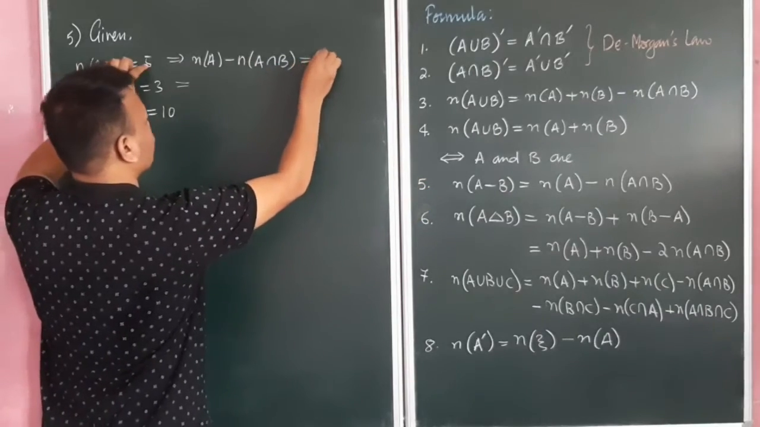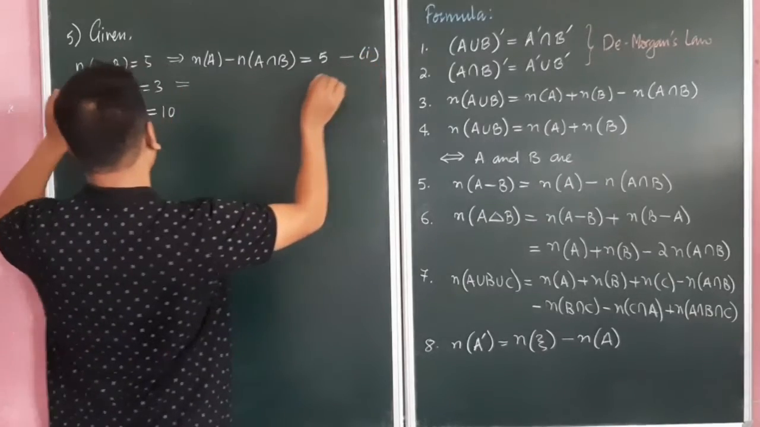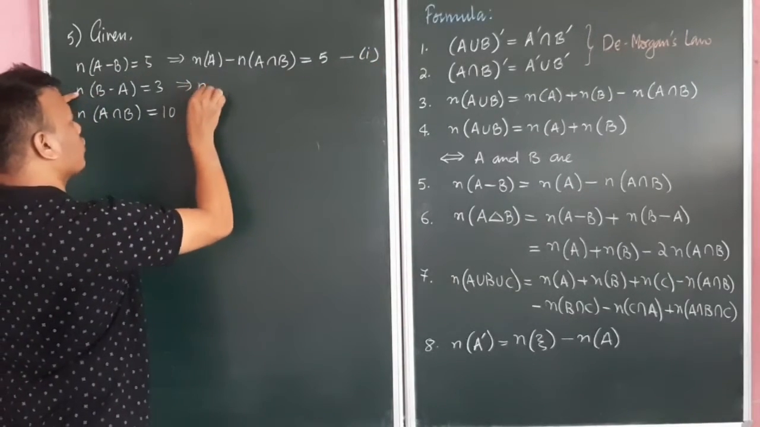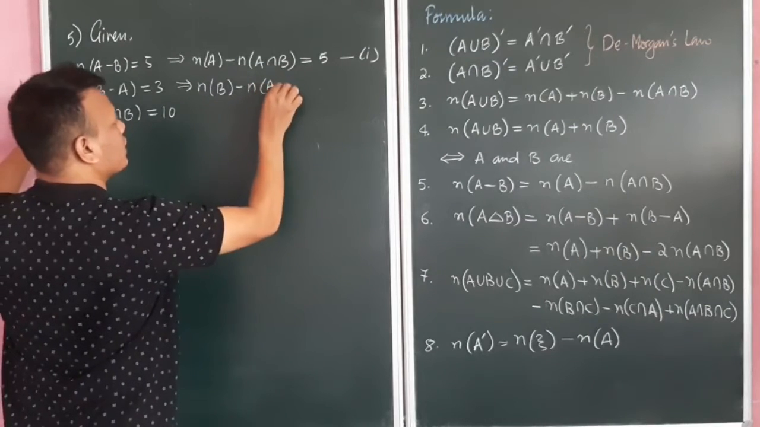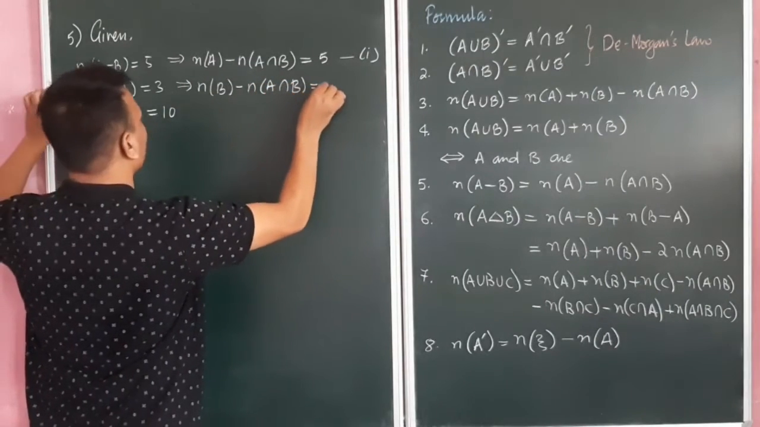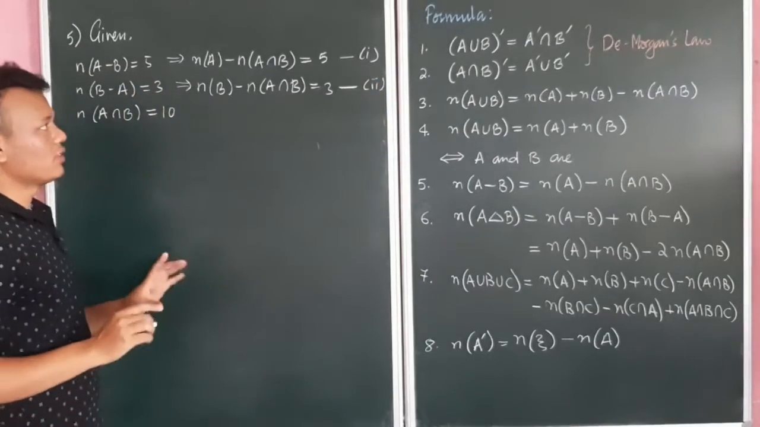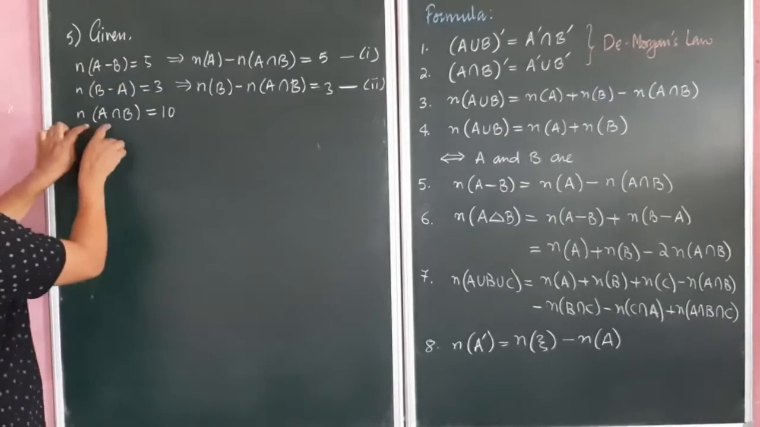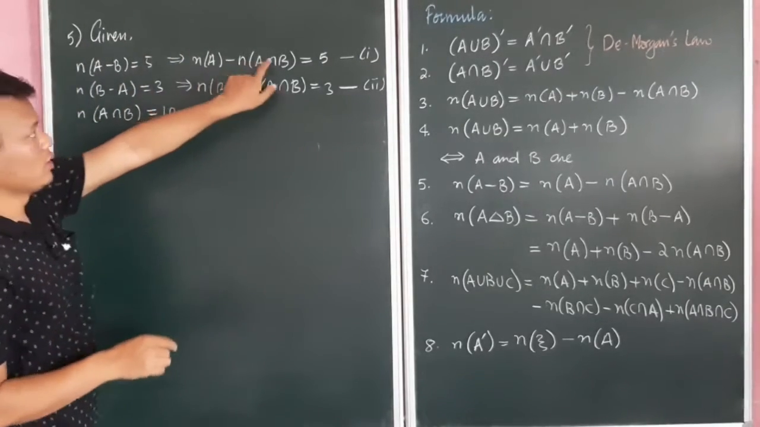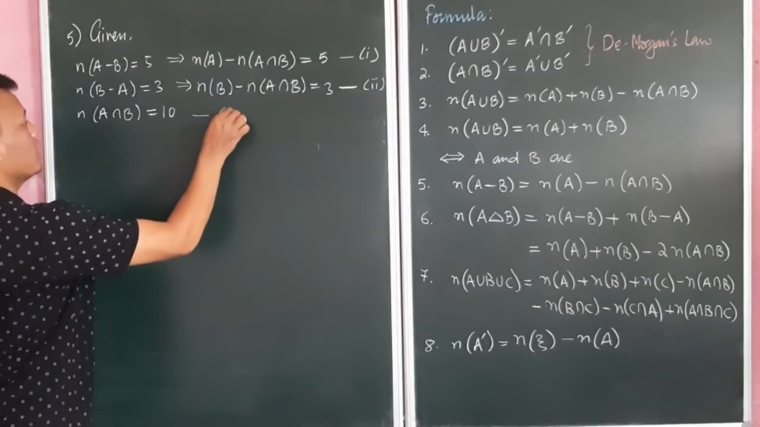So this will be equal to this much, isn't it? So let me call this 1. We have this can be written as n of B minus n of A intersection B will be equal to 3. Let me call this equation 2. Now I am doing the same again. Or what you can do is you can use this here and find the value of n of A. Okay, so let me call this 3.